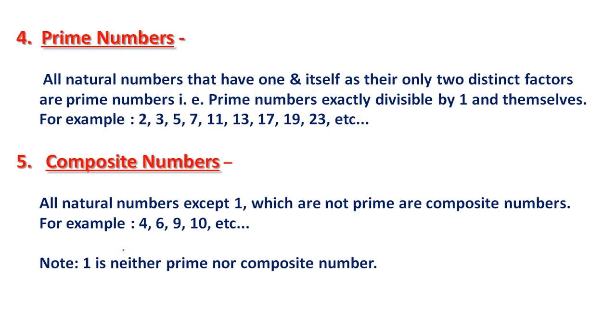And in the case of composite numbers, all the numbers except one which are not prime are composite numbers. In other words, we can say that composite numbers have more than two factors, right? For example, 4, 6, 9, 10, etc. And there is a note: one is neither a prime nor a composite number.